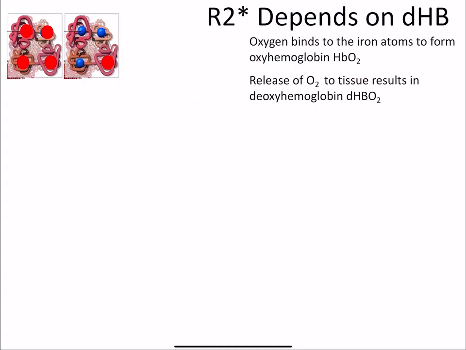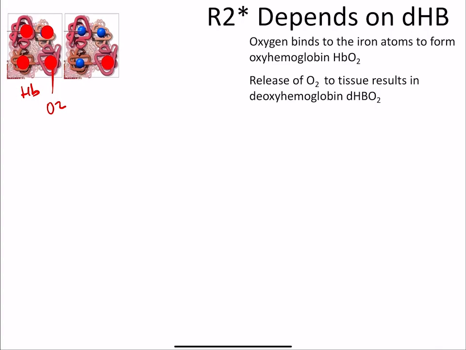So let's talk a little bit about R2 star. It does depend on deoxyhemoglobin. This is like a hemoglobin molecule, and each molecule has 4 iron atoms. When the hemoglobin molecule goes into your lungs, it gets oxygen, represented by these red things. That oxygen acts to shield the iron, so the iron in the hemoglobin can't really perturb the surroundings.